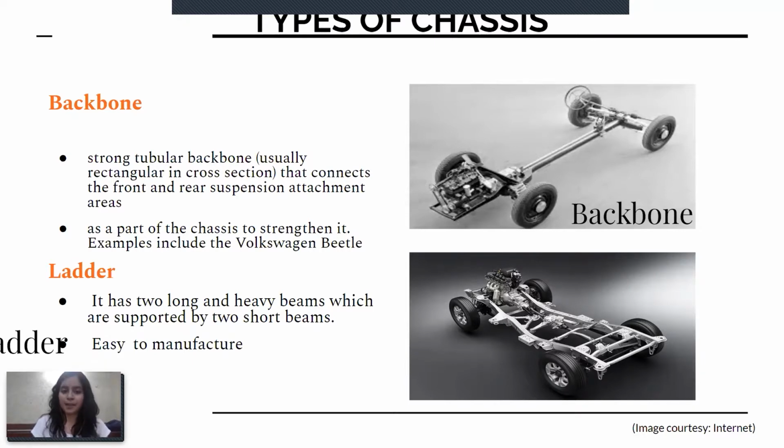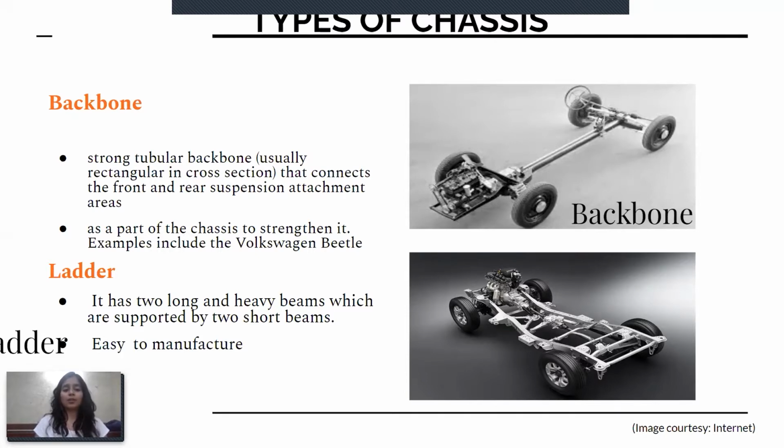and the rear suspension attachment areas. A body is then placed on this structure. You can see it in the figure on the slide. Some cars also use a backbone as a part of the chassis to strengthen it. Examples include the Volkswagen Beetle, where the transmission tunnel forms a backbone.